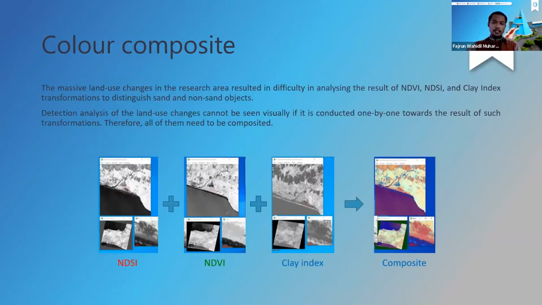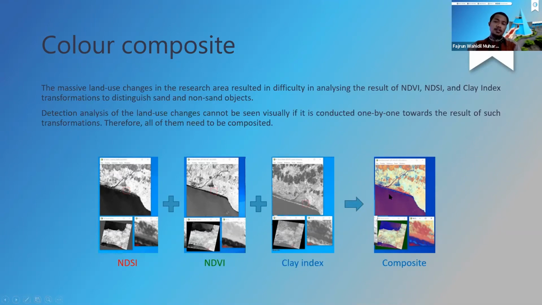However, if we have to analyze it one by one, we have difficulties in determining what the land cover of each area is. So here we use a color composite to make it easier for us to distinguish between sand and non-sand covered areas. We use NDSI for the red band, the distance index for the red band, and the vegetation index for the green bands, and the clay index for the green bands. We have this composite.